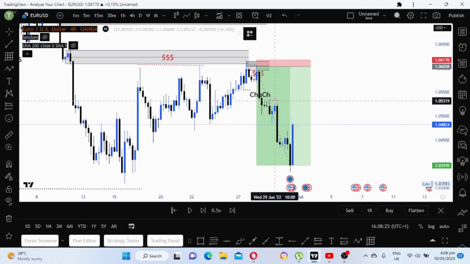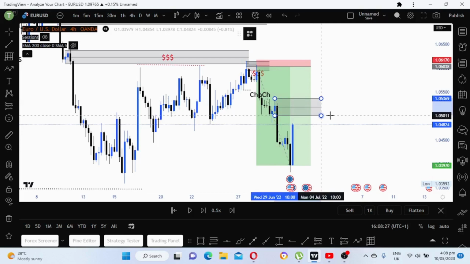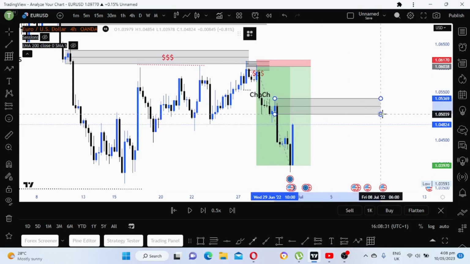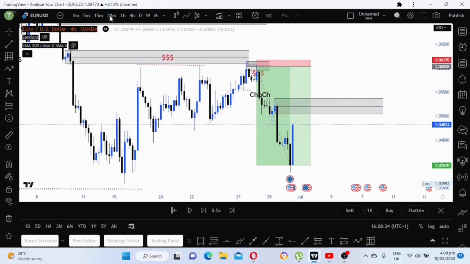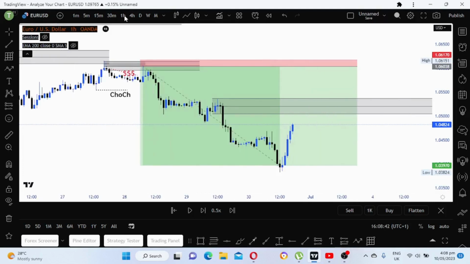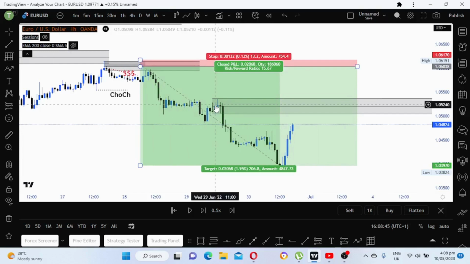Let's continue and check what price does at this zone, which I drew here. If it breaks that zone, I don't mind, I already got my trade. That is another supply zone on a higher time frame, on H4. So I will wait and see what price does at that zone.